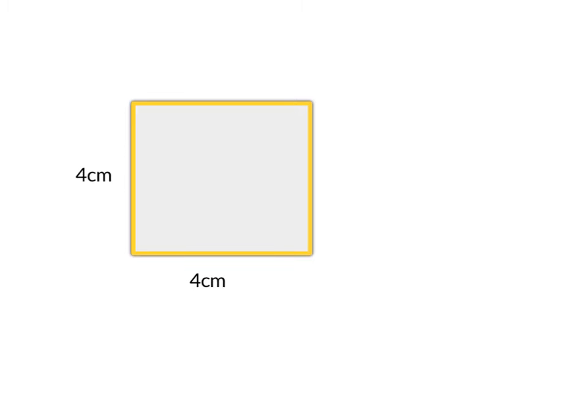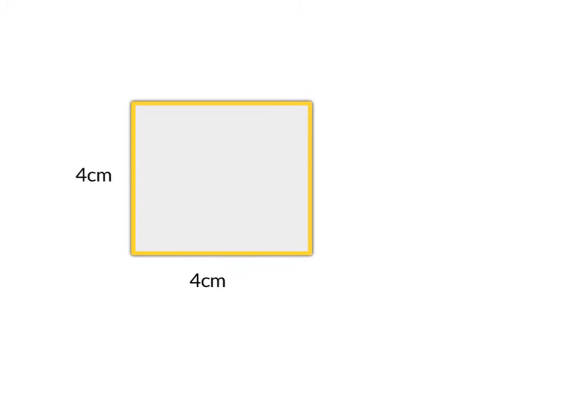Here's a great little square on your screen. It's not to scale, which means these measurements aren't accurate, but it's a great starting point. You can see that this square has length 4 centimeters and width 4 centimeters, which means that if you go all the way around, you've got 4, 4, 4, 4, but we're not going all the way around, we're going for the space in the middle.